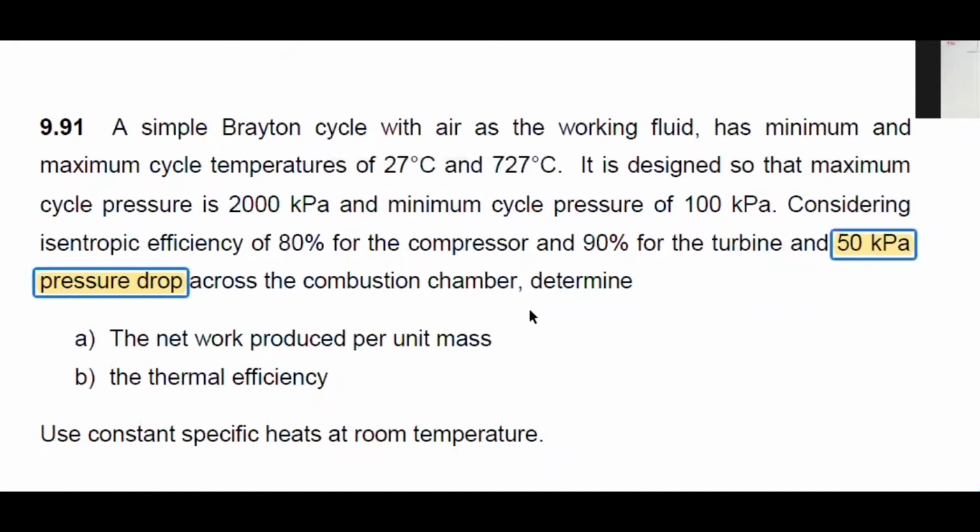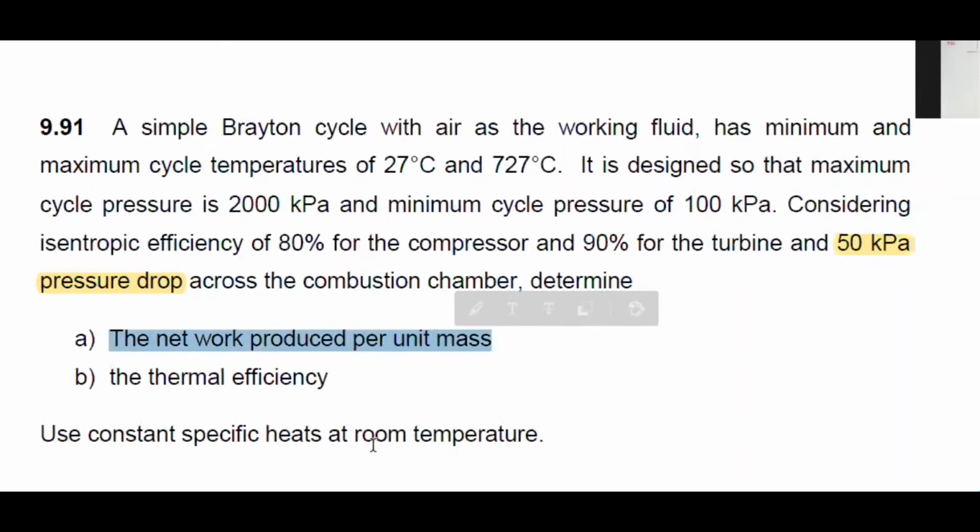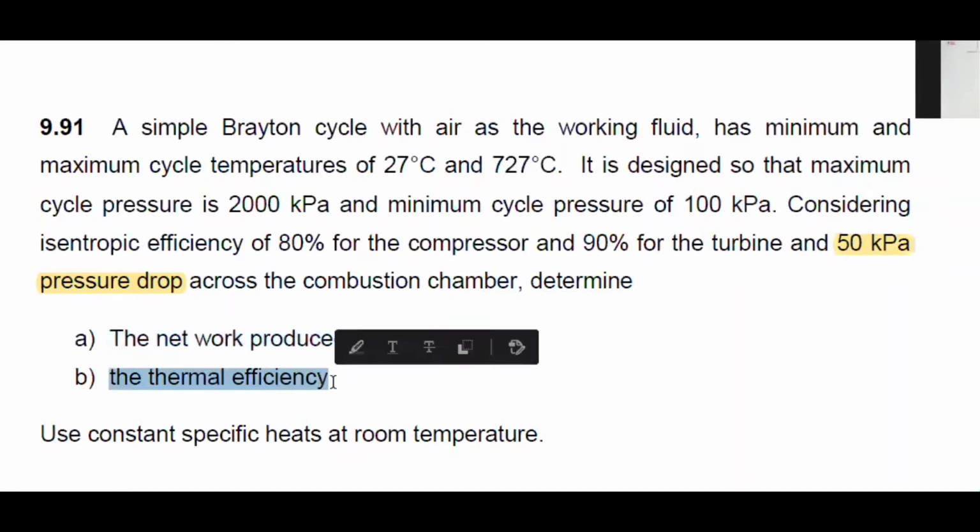So if there's a 50 kilopascal pressure drop in the combustion chamber, that means our heat addition process, going from 2 to 3, is not going to be isobaric, right? So it's going to be a slight variation from the ideal Brayton cycle that we know. Determine the net power produced per unit mass, so the area inside the cycle, and the thermal efficiency.